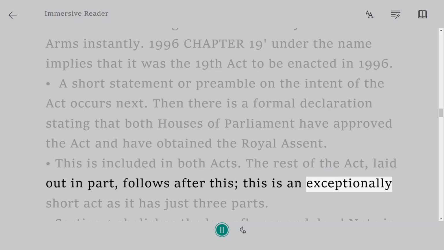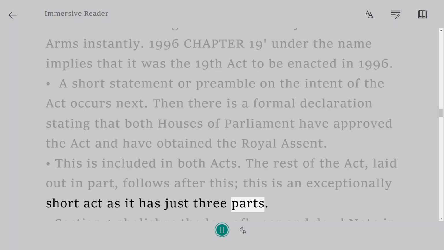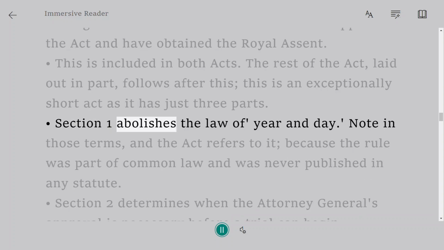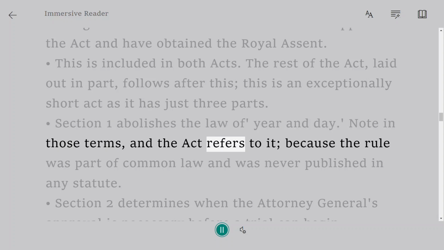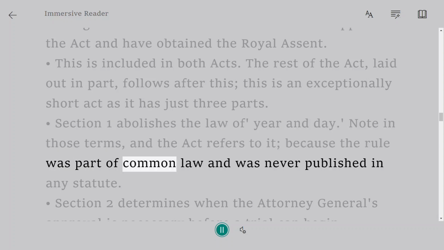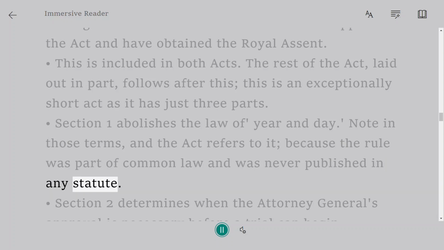This is an exceptionally short Act as it has just 3 parts. Section 1 abolishes the law of year and day. Note it is not stated in those terms, and the Act refers to it, because the rule was part of common law and was never published in any statute.